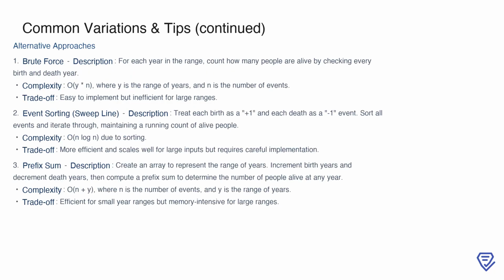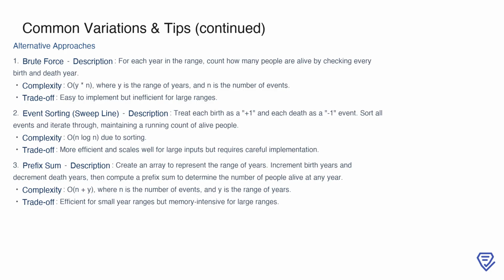There are multiple approaches to solving the maximum population year problem, each with its own trade-offs. A brute force method involves iterating through every year in the range and counting how many people were alive by checking every birth and death year. While this is easy to implement, its O(y*n) complexity makes it inefficient for large year ranges.